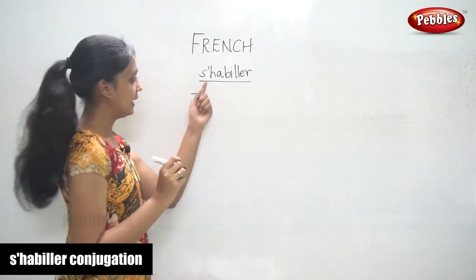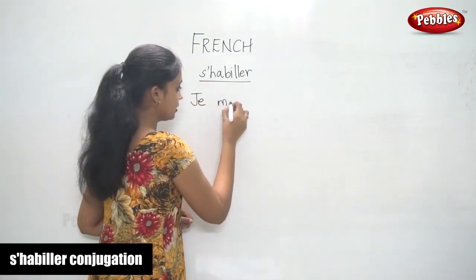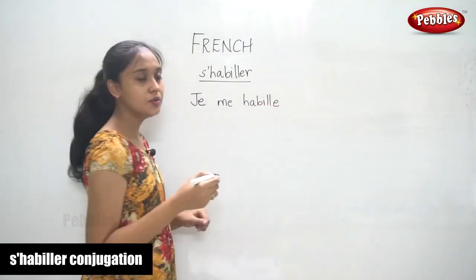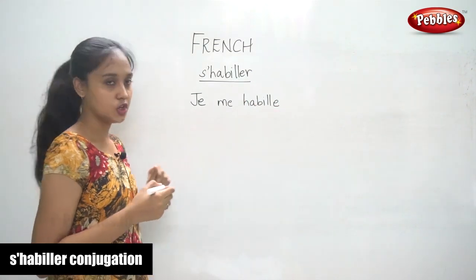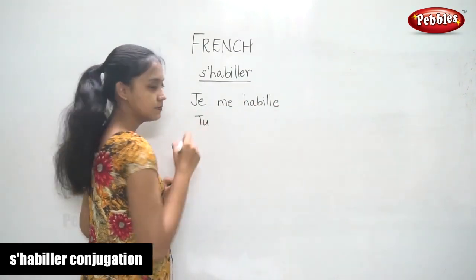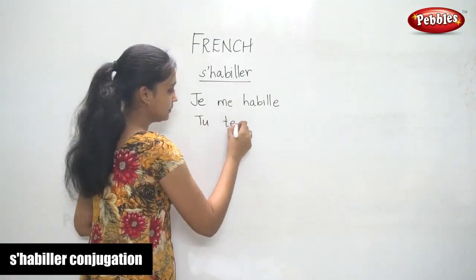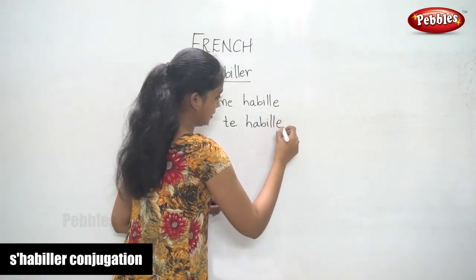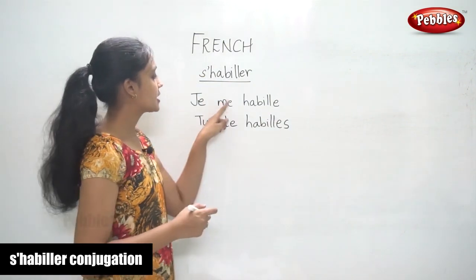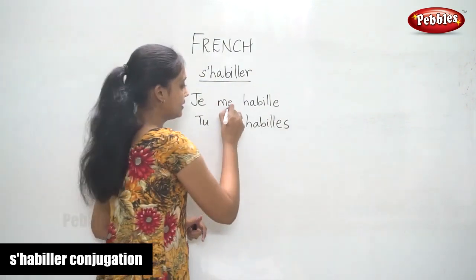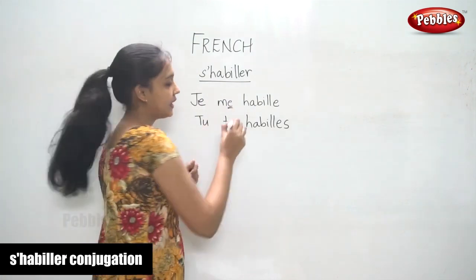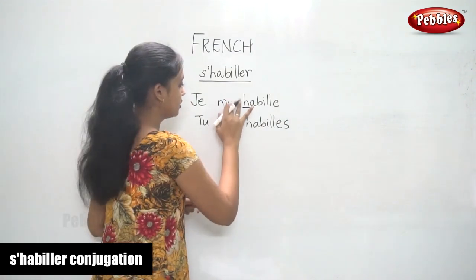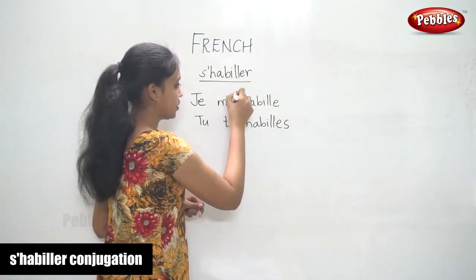Je, and it is reflexive, so je m'habille. Now this is an ER verb, so you remember the conjugation. Tu te habilles. Now in both these cases, you must have noticed that the reflexive ends in a vowel and here we have a H. So that means we need to replace it with an apostrophe.